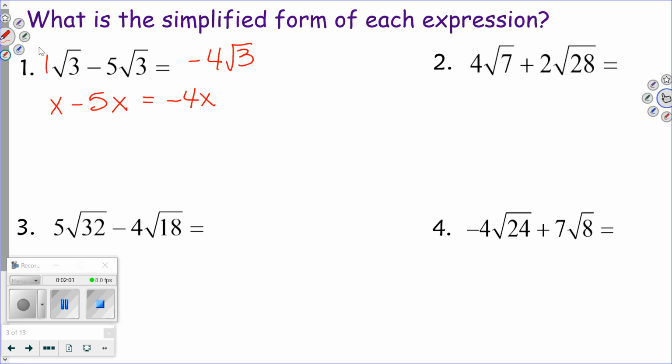So number 2, 4 radical 7 plus 2 radical 28, do they match? No. One's a radical 7, one's a radical 28. The way it sits, they don't match. But could I simplify them? If you do your factor tree on 28, that's 4 and 7, 2 and 2. Good, that's going to become 2 radical 7. Don't forget that 2 is still there. All right, so that's 4 radical 7.